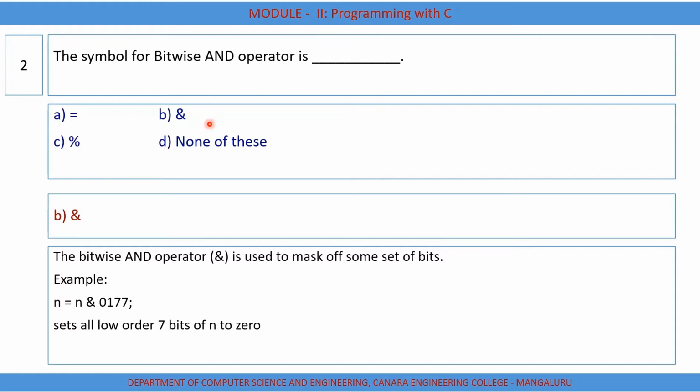It's a binary operator which takes 2 operands. Here, the first symbol A, equal to, is actually an assignment operator symbol. C, percentage, is a modulus operator symbol. So the correct answer is B, single ampersand. D, none of this, is also an incorrect option.